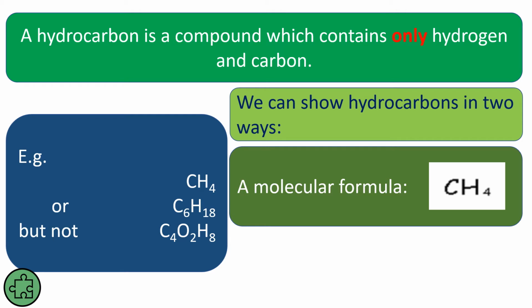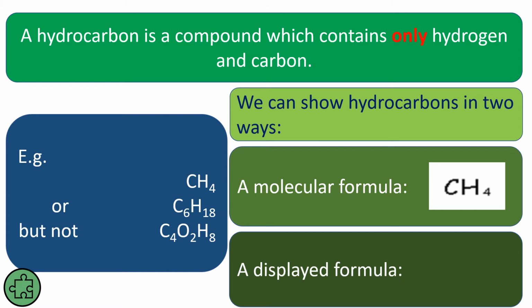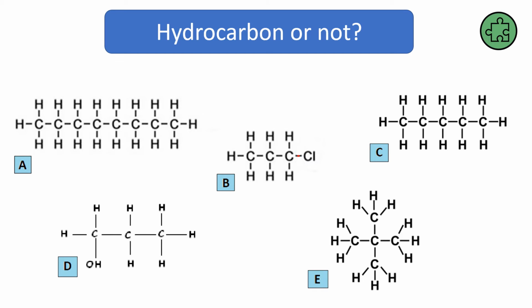We either write the molecular formula, which is literally the recipe, if you will, the formula for making that chemical, so CH4, or we draw what's called the displayed formula, and it looks something like this. Each of those lines represents a covalent bond. You can see these are still the same chemical: one C and 4 H, so this is the same thing. These are both methane. Okay, so pause the video and tell me which one of these is a hydrocarbon.